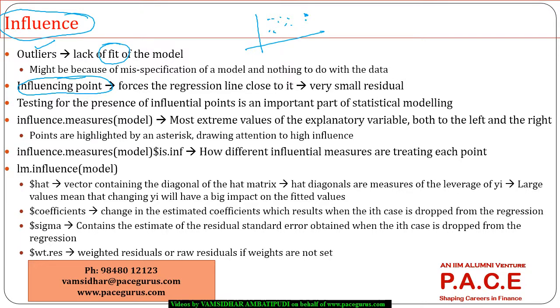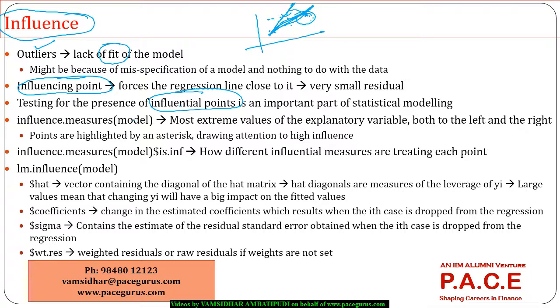Suddenly what happens is, if I include this also as a part of my data, originally my model would have been something like this, but because of the influential point, my model might become something like this, because this is influencing the model very heavily, pulling the line closer to it. So it's always necessary that I test for the presence of influential points in my data, which is a very essential step in the statistical modeling process.